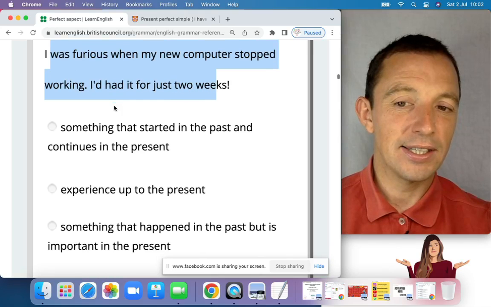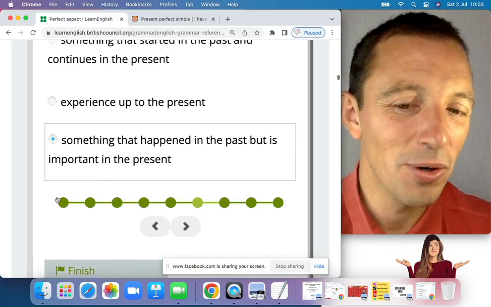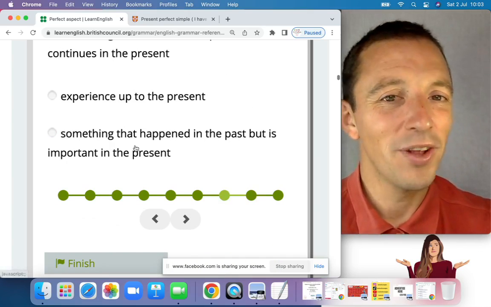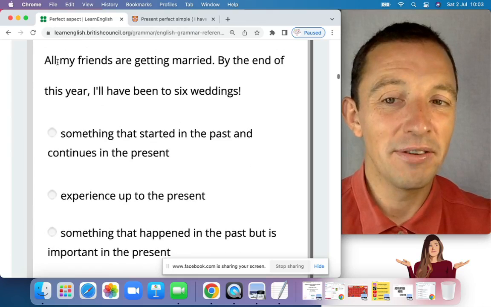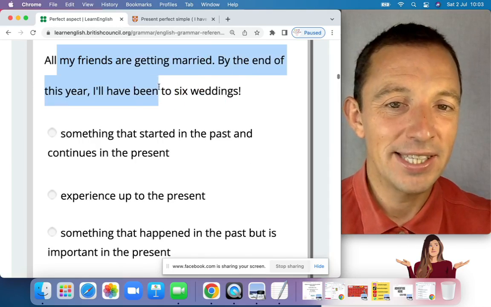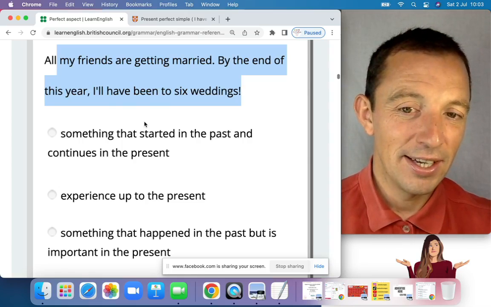And again, let's select option 3. I'm almost guessing now at this stage. I want this exercise to end at this stage. I've only 3 more. All my friends are getting married. By the end of this year, I will have been to 6 weddings.